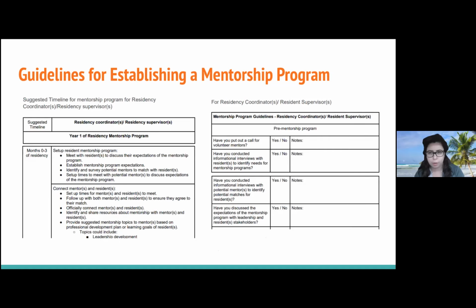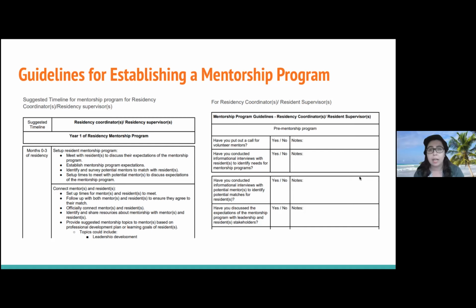So on this slide, you can see what the guideline look like for the residents on the left, and then the residency mentors on the right. So as you can see, they're meant to provide recommendations and again, center the resident, their experience, and provide accountability in the creation of a mentorship program that best suits the resident need, and that will benefit them both personally and professionally, and make it for a better experience.